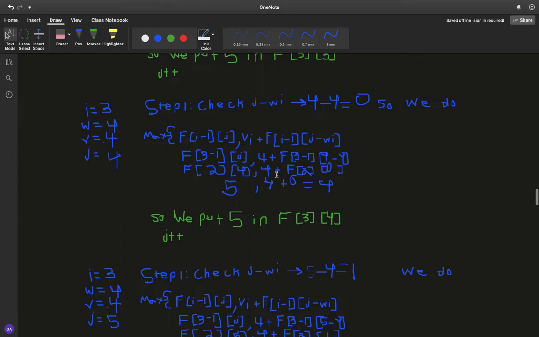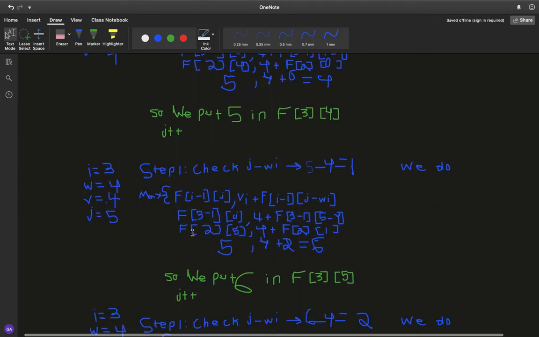Here you go. So it'd be 0, and this would be 5. So 4 plus 0 is 4. So 5 is greater than 4, so we put 5 in f sub 3 of 4, and then j plus plus. So now j is 5. 5 minus 4, which the weight is still 4, is equal to 1, which is greater than 0. So now we do the same process again.